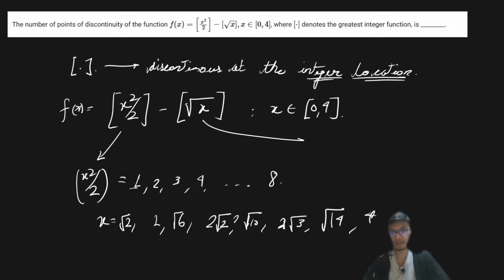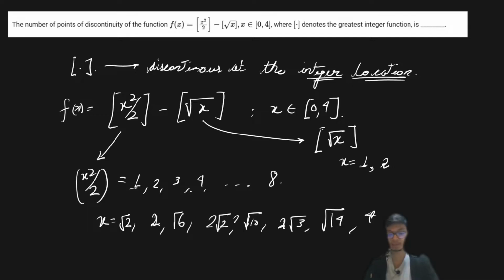Similarly, if I look at the second term, the greatest integer of square root of x, you will know that it changes at x equal to 1 and at x equal to 2. So the values where the greatest integer of root x changes are generally at x equal to 1, yes, and x equal to 2 also, it will definitely change its nature, right?